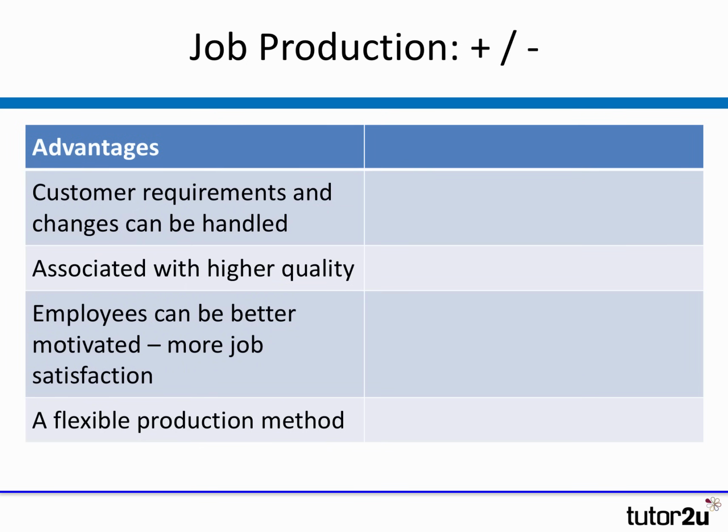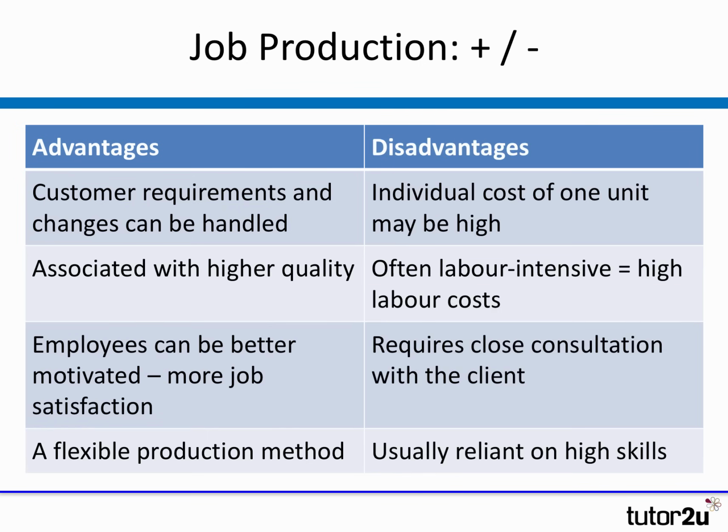Now, the key with job production is, of course, that because customer requirements are being handled on an individual or contractual basis, then it enables great specialization. And the key with job production is that if you wish to have very high quality and you're prepared to find someone who can do it for you and you're prepared to pay the price, you can get very high quality. It's often said that employees involved in job production are highly motivated because they're getting the job satisfaction from a job well done. And job production is also a very flexible production method. It's easier to handle changes in the requirements of the customer.